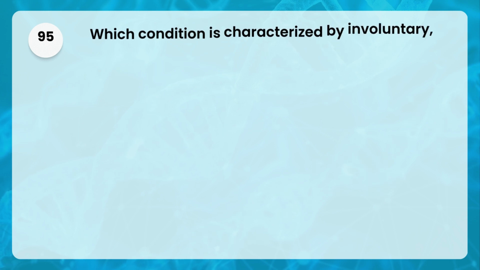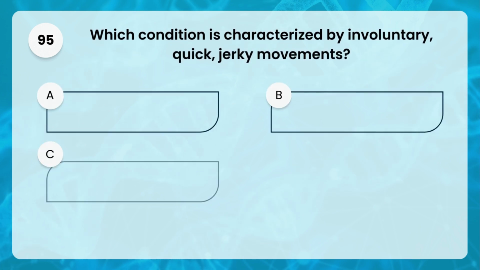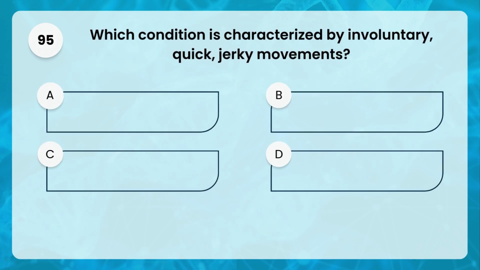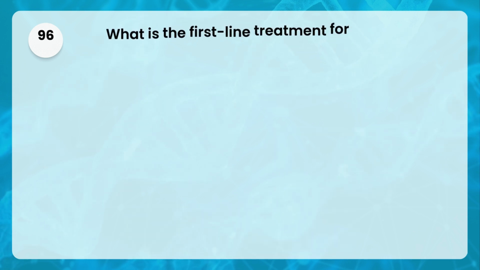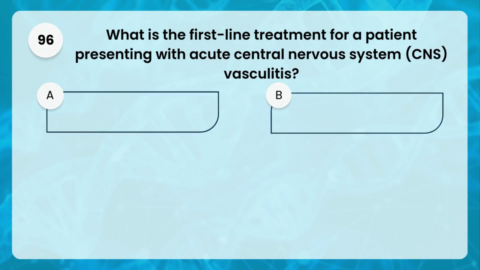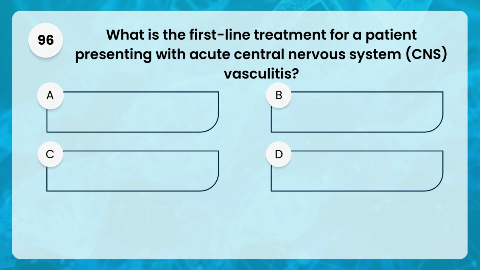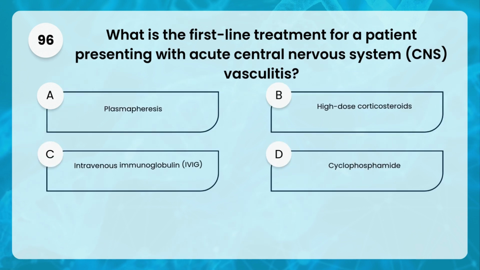Number 95. Which condition is characterized by involuntary, quick, jerky movements? A. Ataxia. B. Dyskinesia. C. Chorea. Or D. Dystonia. The answer is C. Chorea.